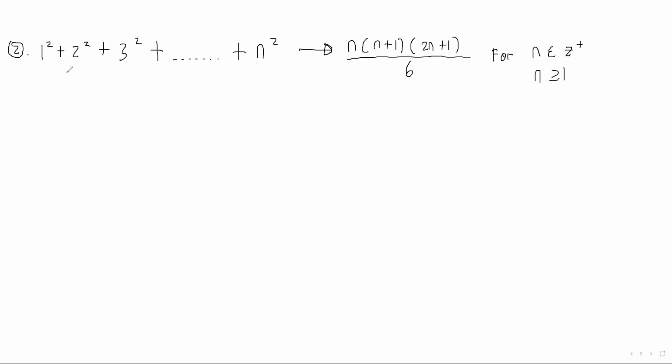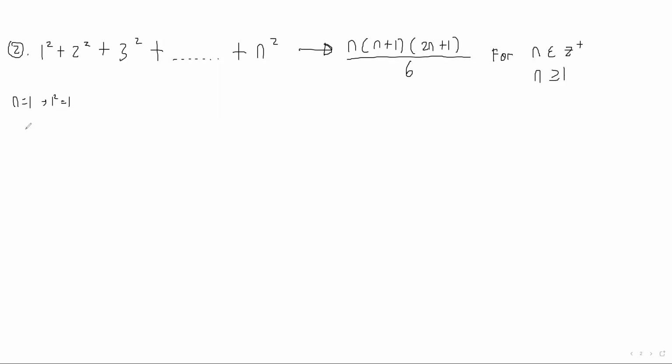So let's try to prove that the formula is correct first. If we put n equals 1 on the sequence first, we only get 1 squared, right? So 1 squared is equal to 1. Now, if we use the formula, what do we have?